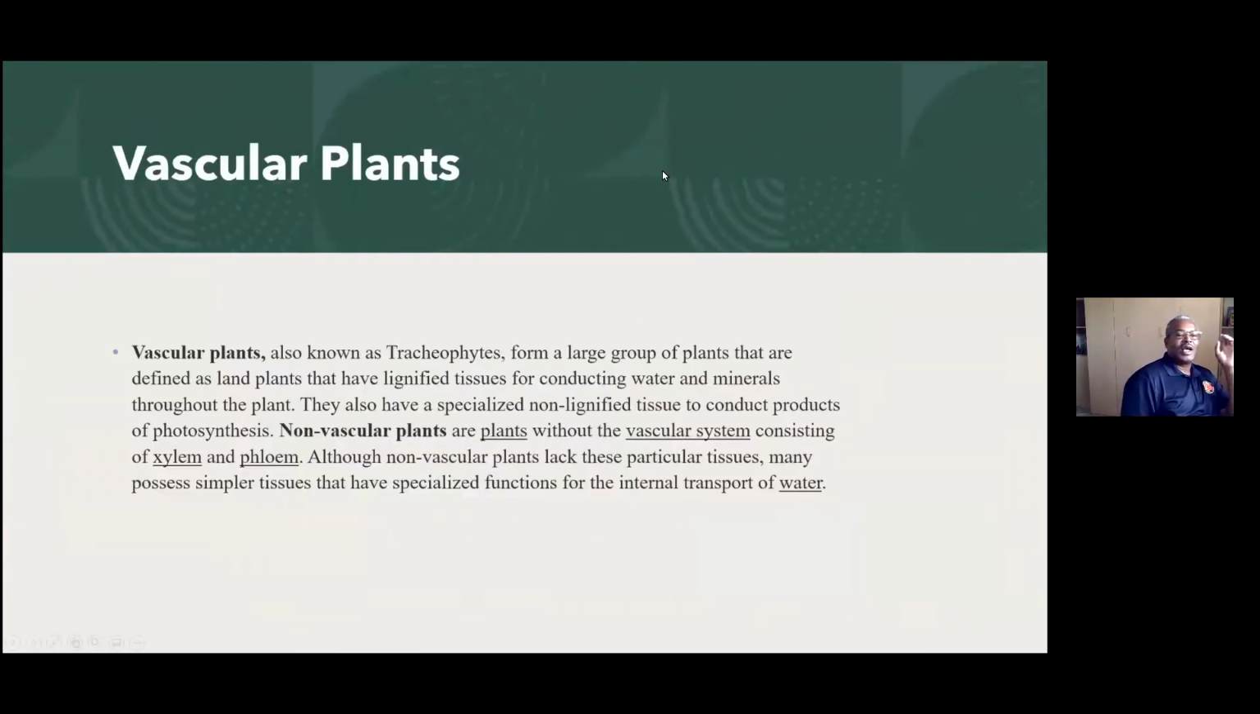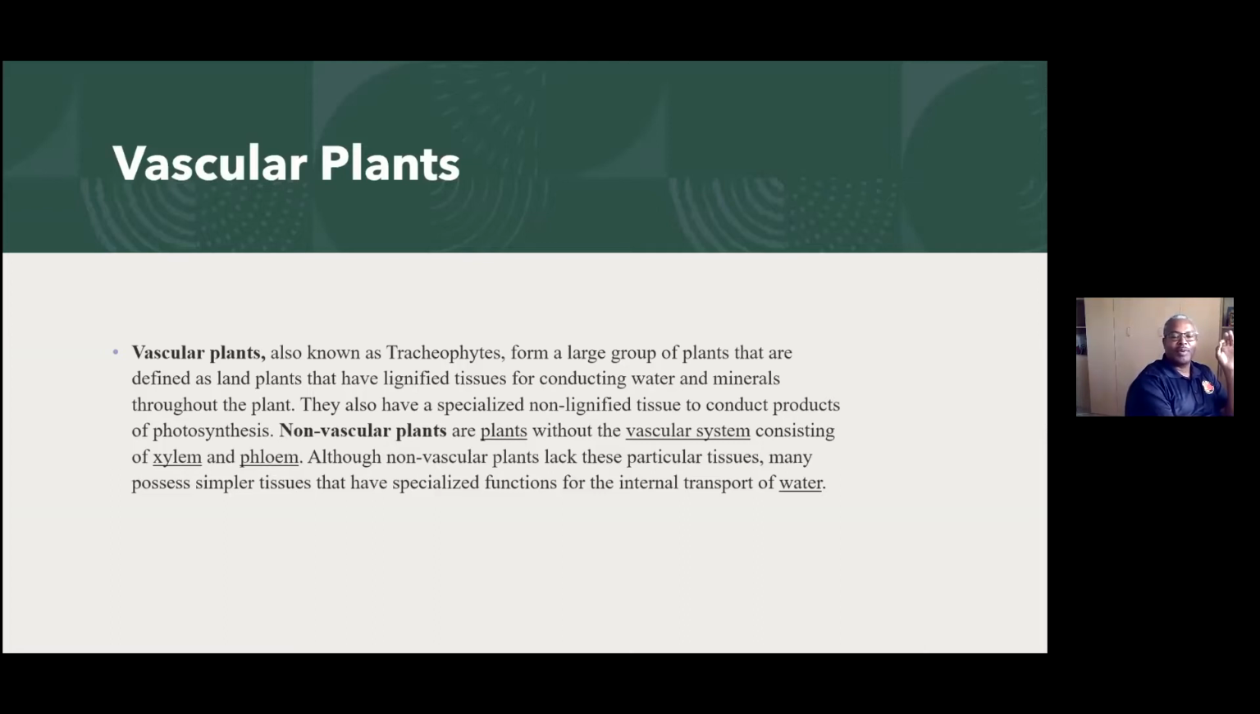We in bonsai use vascular plants. Now you may say, what is a vascular plant? First of all, it's called a tracheophyte. Don't be alarmed by the botanical names. Basically, a tracheophyte is a vascular plant.